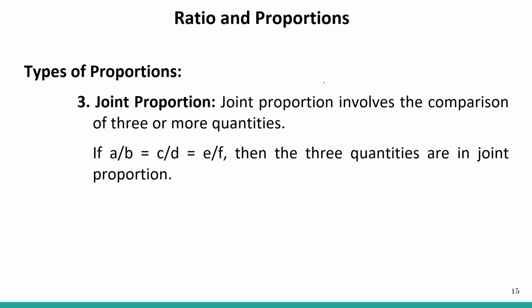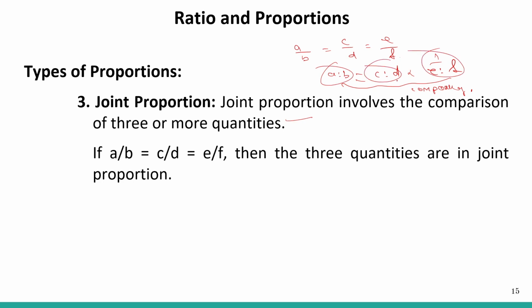So joint proportion involves the comparison of 3 or more quantities. That is, A is to B is equal to C is to D is equal to E is to F. You are comparing these three, so this will be called joint proportion, whether they are equal or inversely proportional. You are just comparing any two or three, and they are called joint proportion. The example here, with equality, is direct proportion.